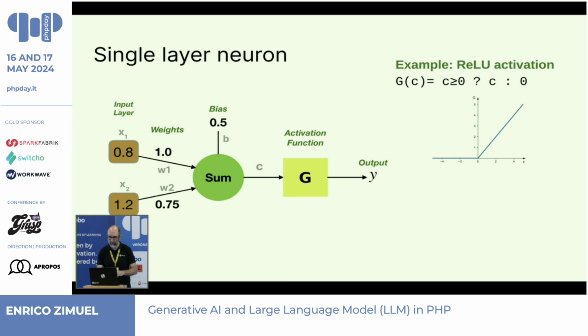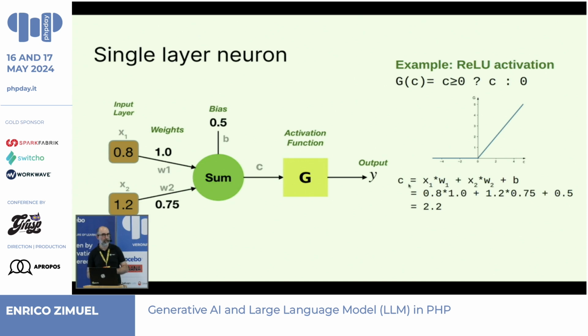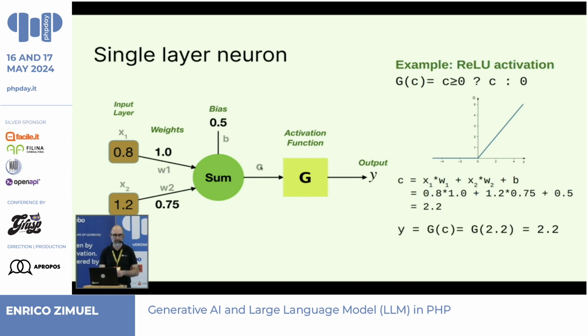Pretty straightforward. So we need to do this calculation. We just multiply x1 with w1, plus x2 with w2, plus b. At the end of the game, we have 2.2. So the number here is 2.2. If I apply the function itself, since 2.2 is greater than 0, the output is 2.2. So this is the logic, the mathematics behind this kind of model. A little bit more sophisticated, but more or less, this is the logic. Right? Okay.